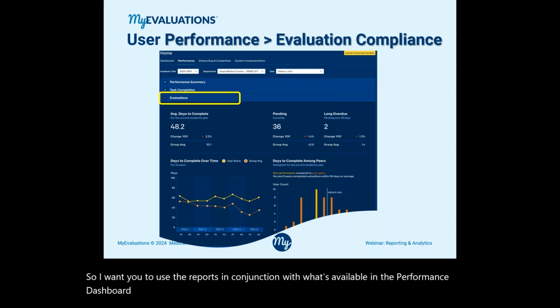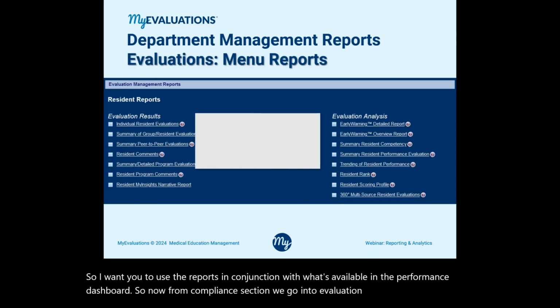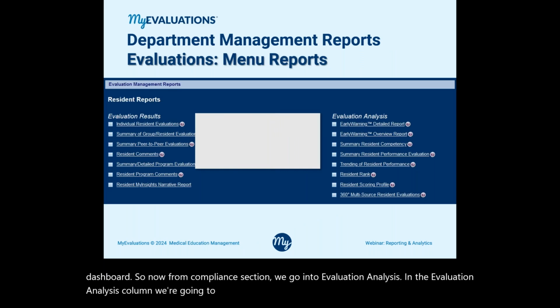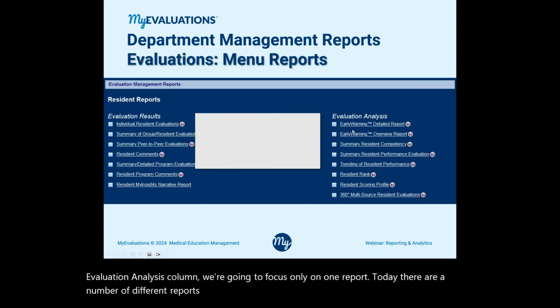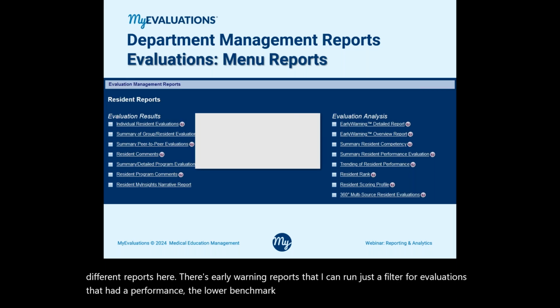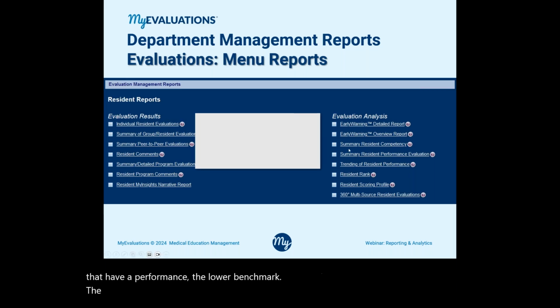So now from compliance section, we go into evaluation analysis. In the evaluation analysis column, we're going to focus only on one report today. There are a number of different reports here. There's early warning reports that I can run just to filter for evaluations that had a performance below a benchmark. The summary resident comments report, the summary resident competency report.